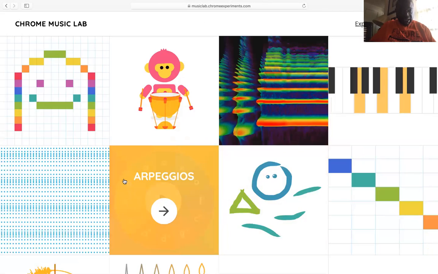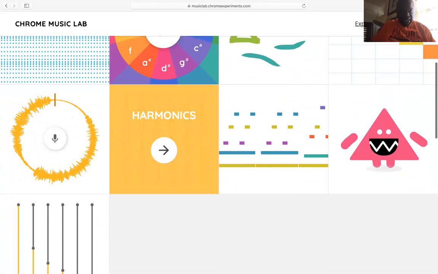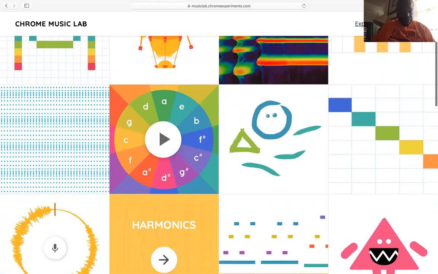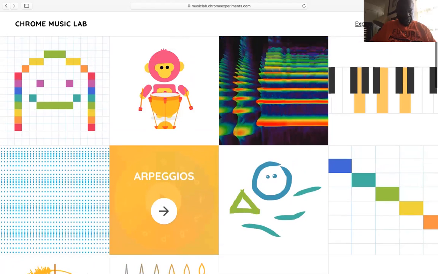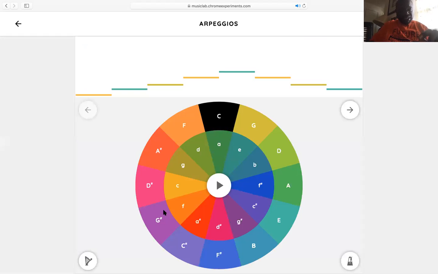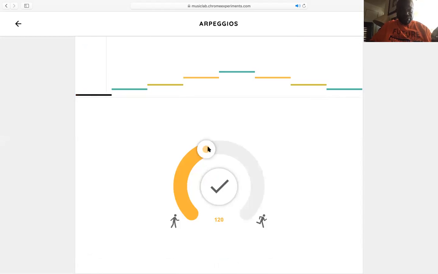This right here is a good website that you can use too. It's called Chrome Music Lab, and they have different things that you can get on. Like if we look at arpeggios, C arpeggios. Now listen to the sound with the C arpeggio. That's a chord. Tempo wise, you can slow it down. That's about 120, kind of fast. Now watch tempo. I'm going to slow the arpeggio down.